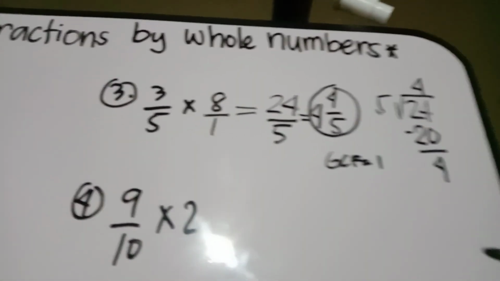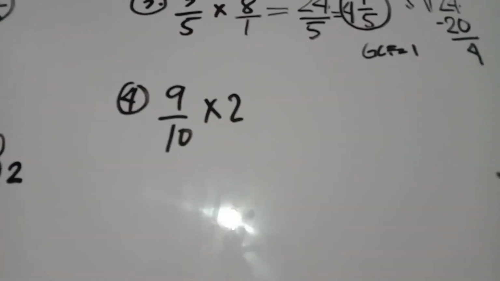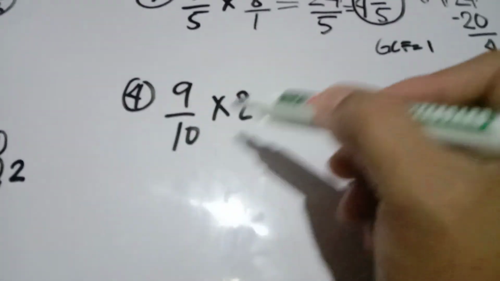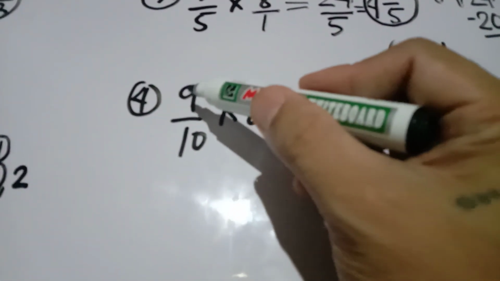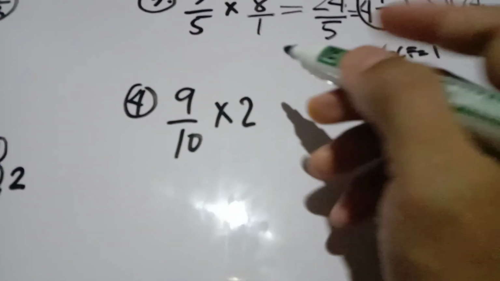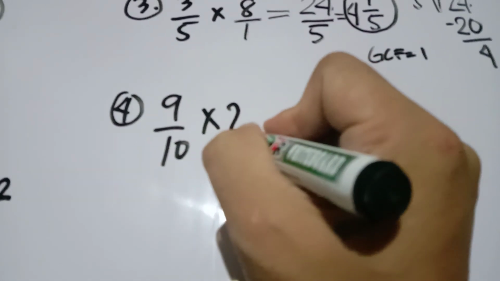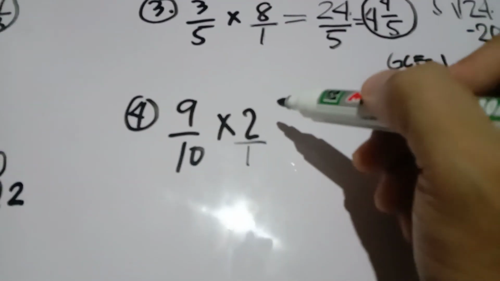Okay, number 4, last number. Okay, this time let's multiply 9/10 by 2. So again, when we are going to multiply a fraction in a whole number, unang gagawin dyan, okay, lalagyan lang natin ng denominator na 1 si whole number para maging fraction siya.